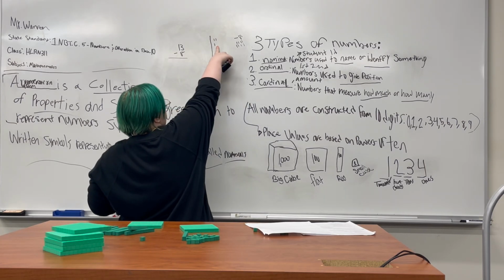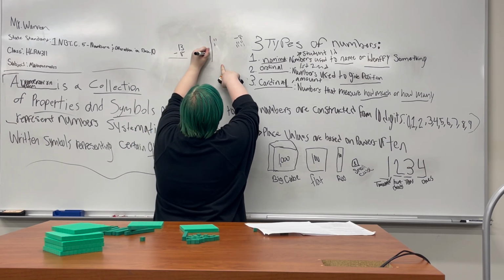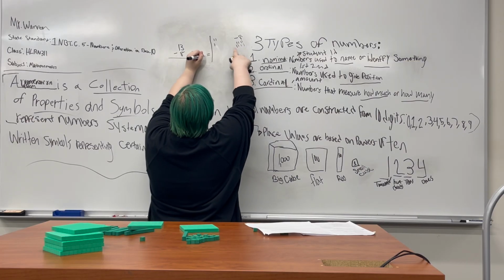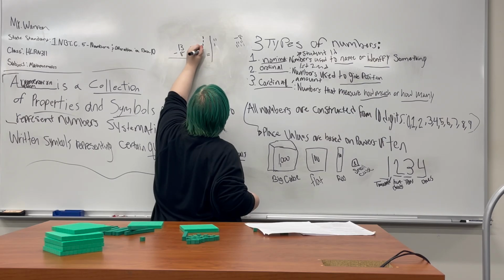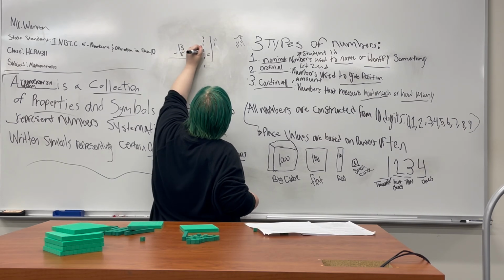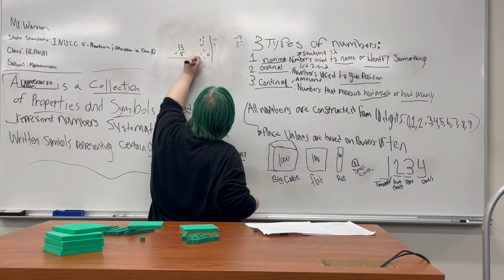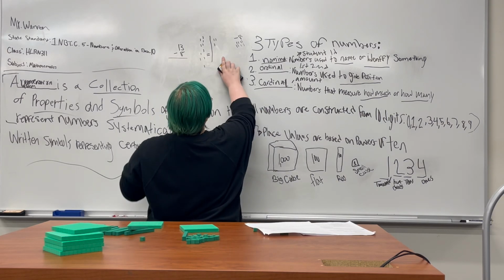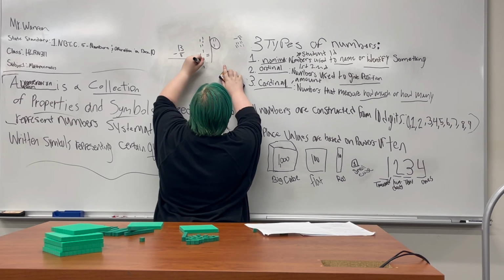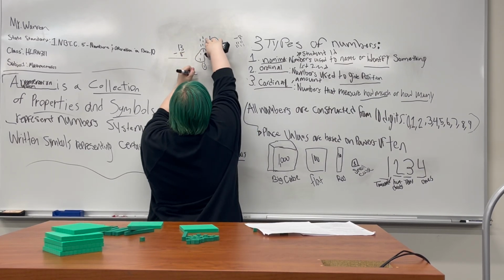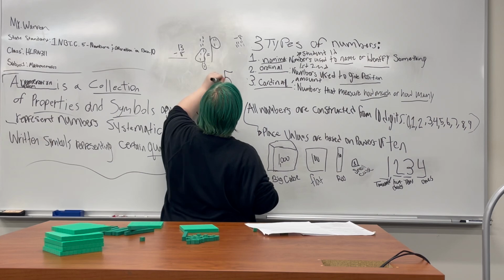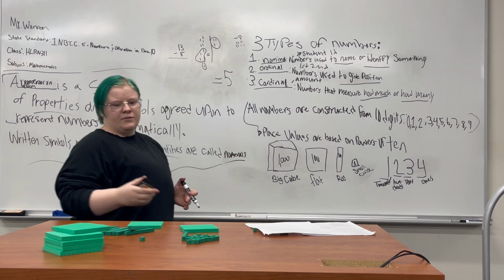Now we can take 3 of these away, but since we can't take 8 out of 3, we're gonna make this rod into 10 of these ones. There we go. So now I can take 3, 4, 5, 6, 7, 8. And then we are left with 1, 2, 3, 4, 5. 5 in total.